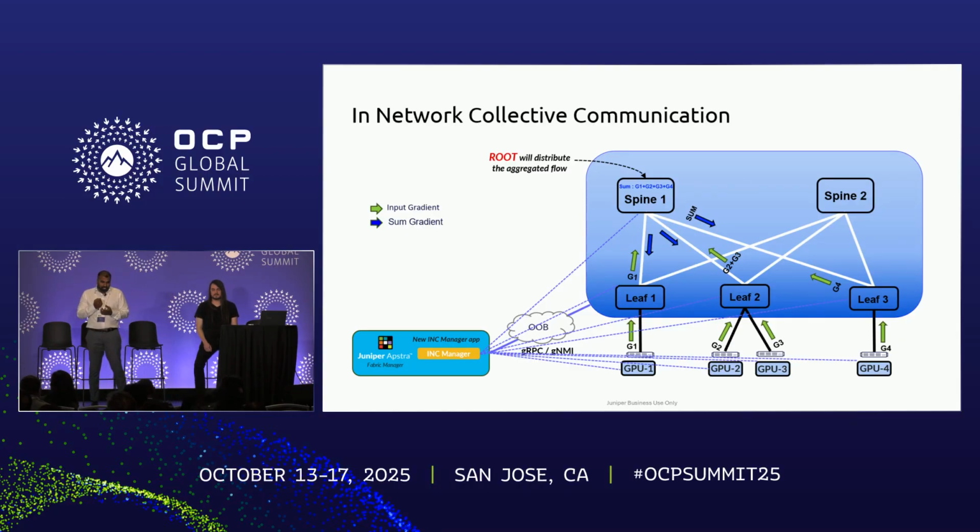With the NINC Manager, what will happen is that this NINC Manager will create the tree topology. It will select the root. Right now, the root is spine 1. So the data copies will not go to spine 2.